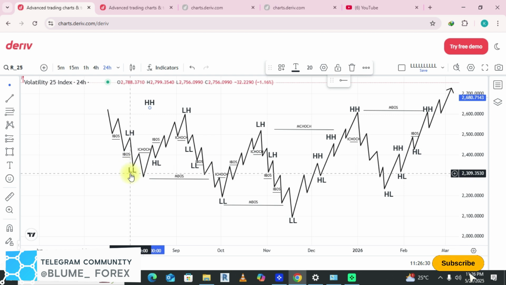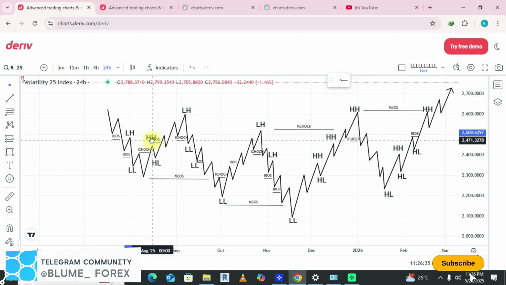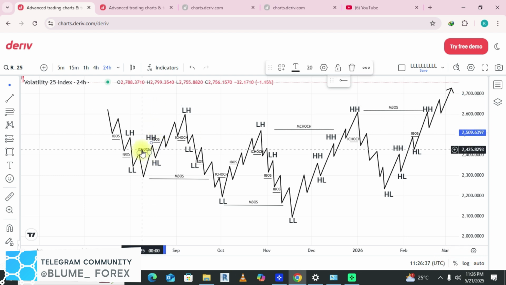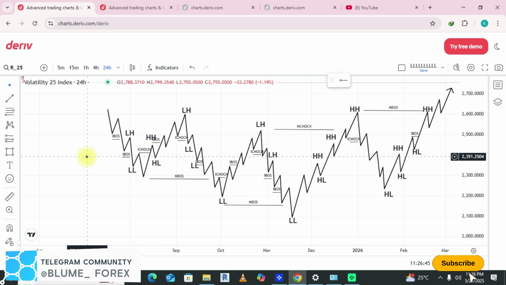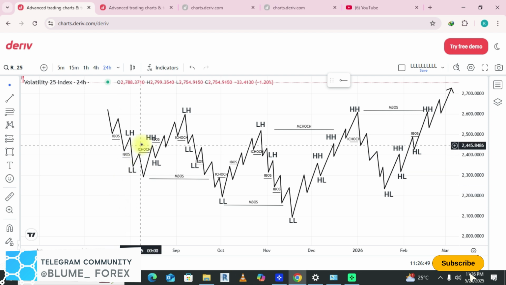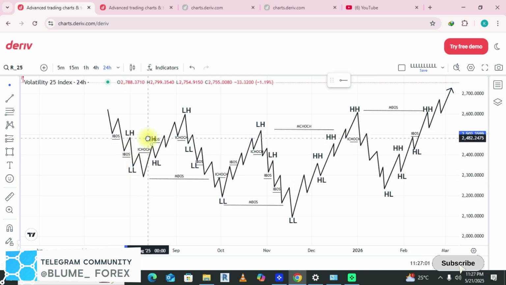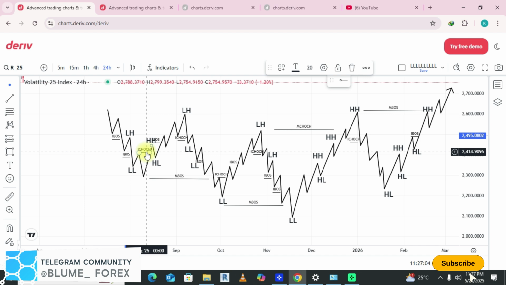And then we move up to form a higher high, right? Now this is an I-CHoCH. This is your first sign of change of character, because in a downtrend market, we are expecting the market to keep on breaking structure to the downside. So the moment we break structure to the upside, that means there has been a structural shift. There has been a character change, which is change of character, right? So lower high, lower low, lower high, lower low, and then a higher high. So this is the change of character.